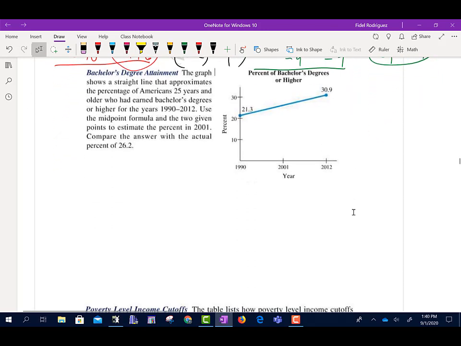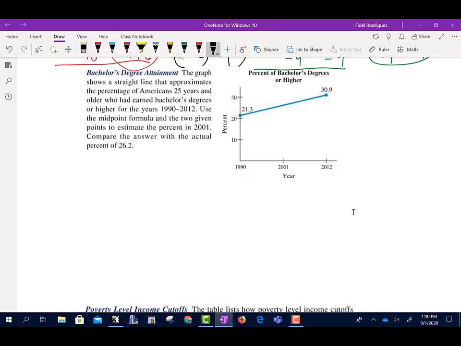Alrighty. So in going to the next problem here, it says bachelor's degree attainment. The graph shows a straight line that approximates the percentage of Americans 25 years and older who would earn bachelor's degrees or higher for the years 1990 to 2012. Use the midpoint formula and the two given points to estimate the percent in 2001. Okay, and then compare the answer with the actual percent of 26.2.